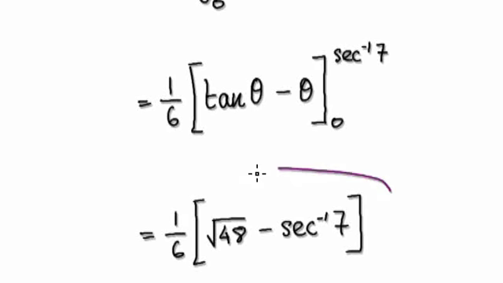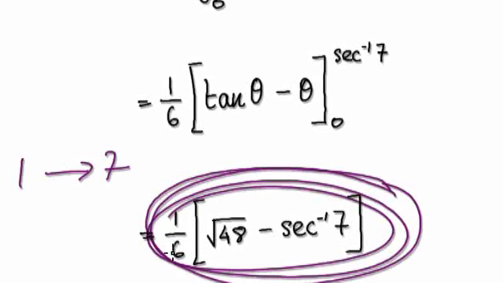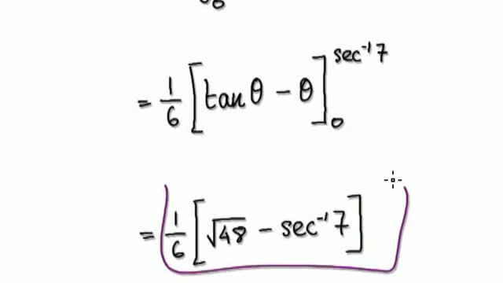So the average value within the interval from 1 to 7 is given by this. Okay, so this is your final answer.